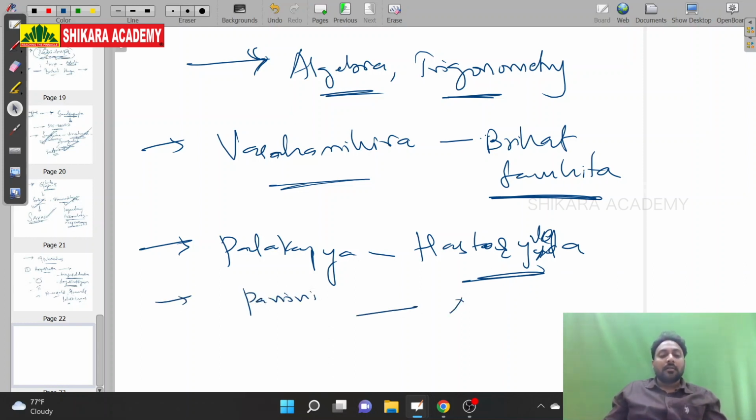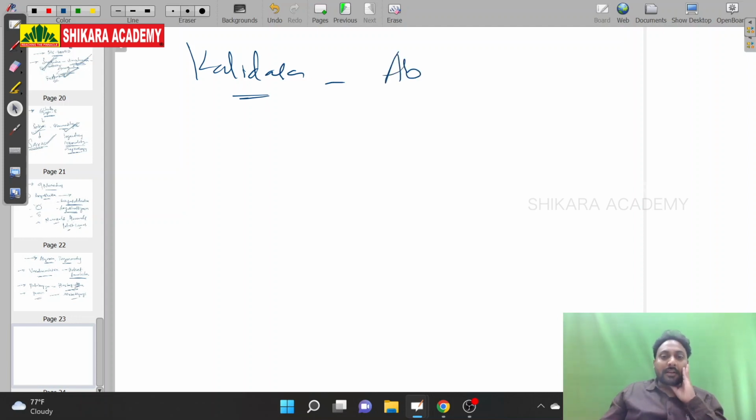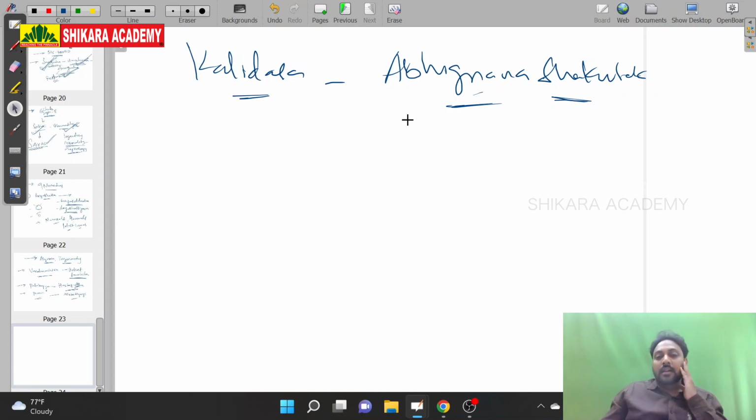Panini wrote Ashtadhyayi, the great grammarian. And the most important one, Kalidas. Kalidas is the one who wrote Abhignana Shakuntala, the story of Shakuntala and Dushyant. Also Malavikagnimitram.